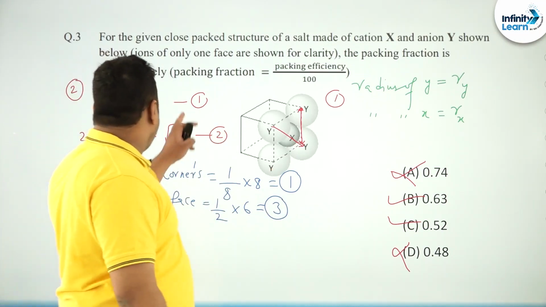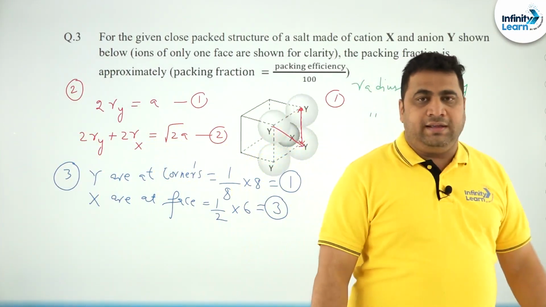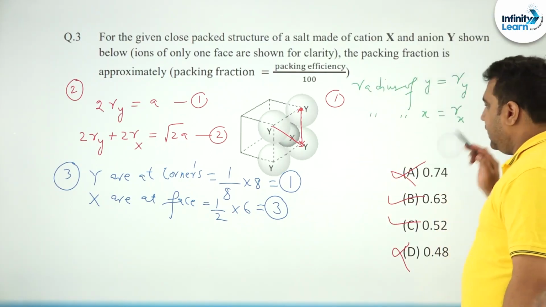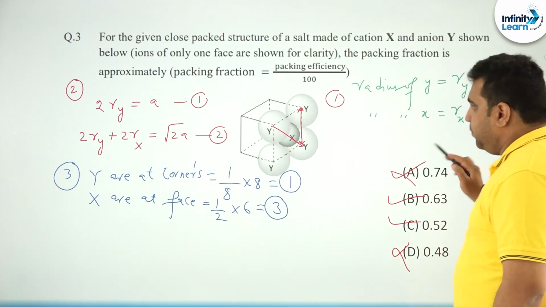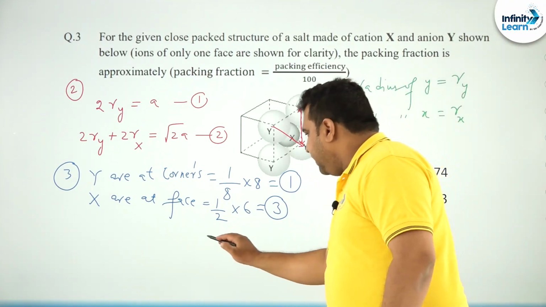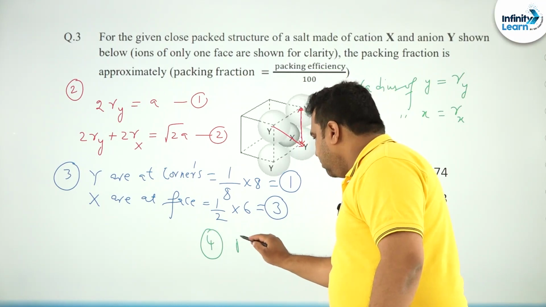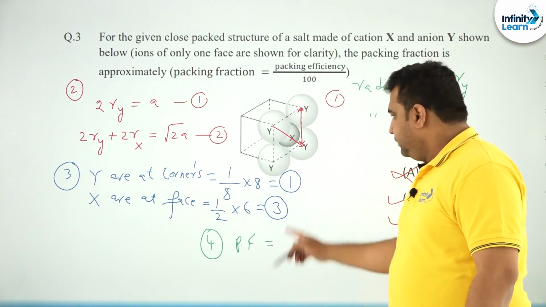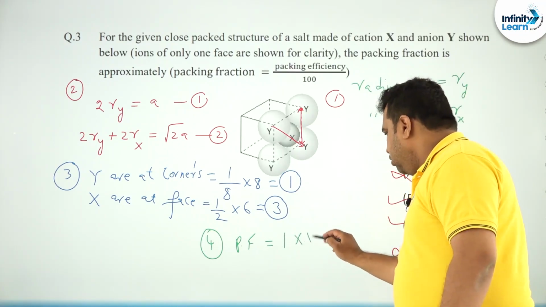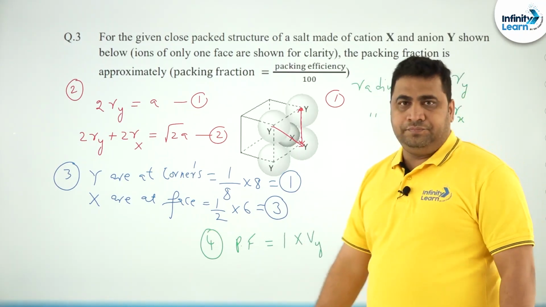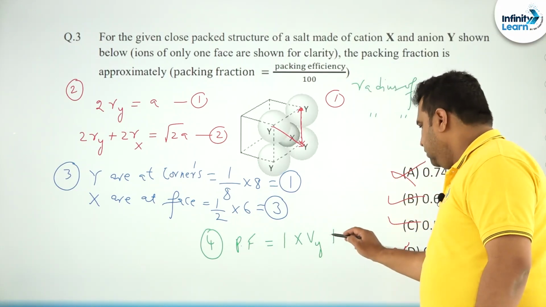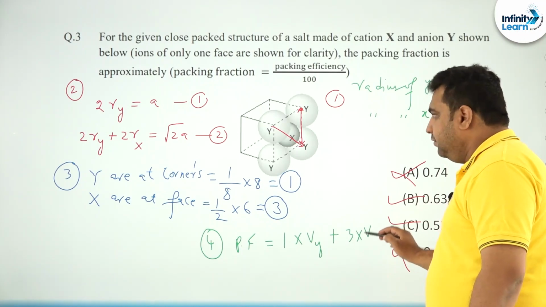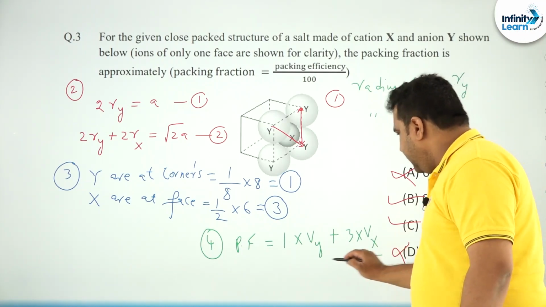So, dear students, from equation 1 and 2 you can get the radii with respect to a. Now, coming to how to calculate the packing fraction, the last point of this. What is the formula for packing fraction? Packing fraction will be, what is the contribution of y? 1. So, 1 into volume of y, correct, plus what is the contribution of x? 3 into volume of x, divided by a cube.